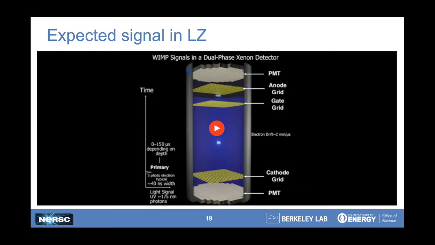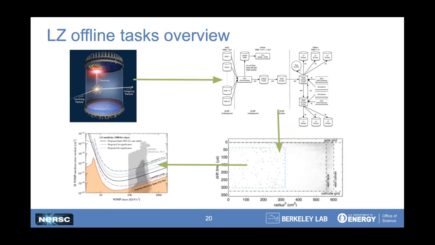So here we have the 3D position of the interaction and also its energy based on the S1 and S2 amplitude. So the goal of the offline software in LZ is, we have interactions, we have this pattern that you can see here on the PMTs. We have collected all those PMT signals. Now, the DAQ assembled everything and packed that in files. We send that from SURF to NERSC, and then we copy that from NERSC to the UK data center.